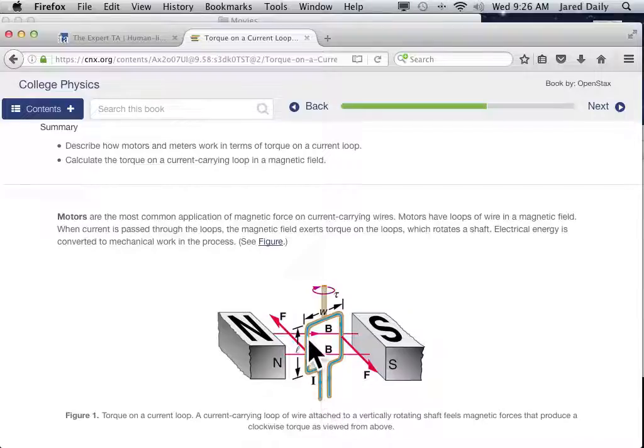It's going up, it's going down. What other directions is it going? From this direction to this direction, left to right, kind of, and then this direction to this direction on the bottom of the loop. So it's got 4 different directions. Let's figure out what are the forces on these 4 different directions inside of this magnetic field.